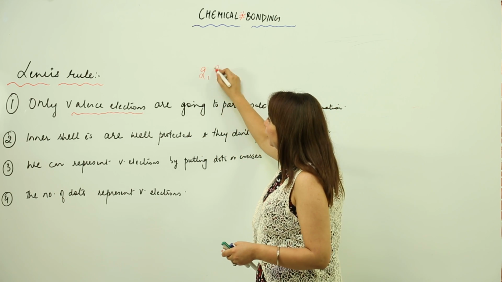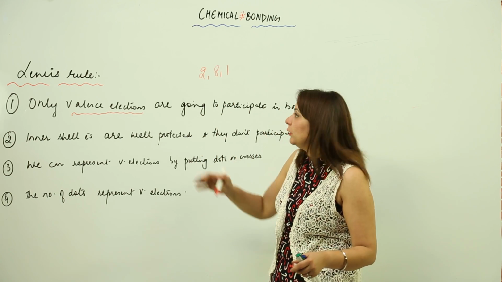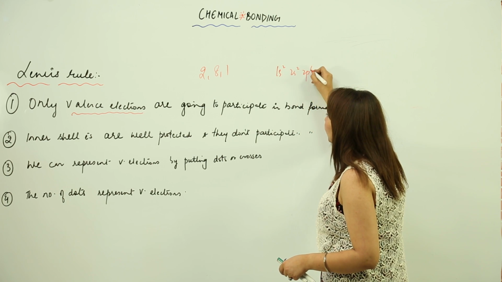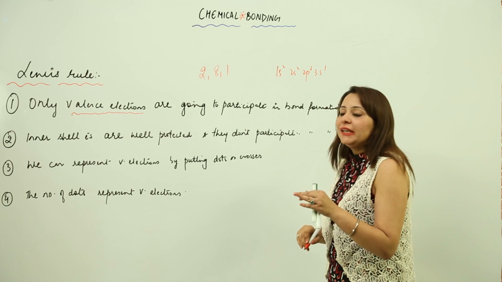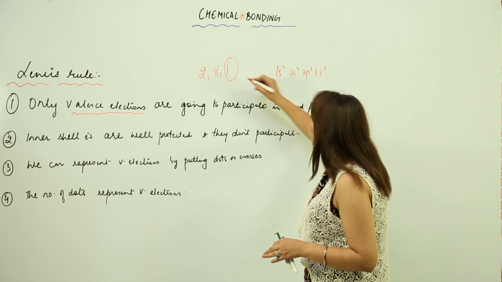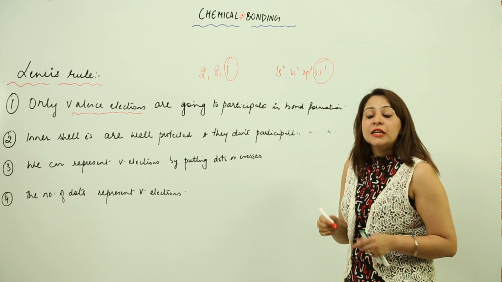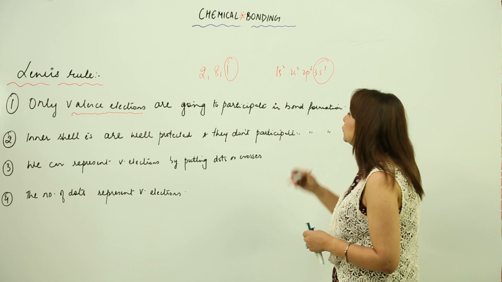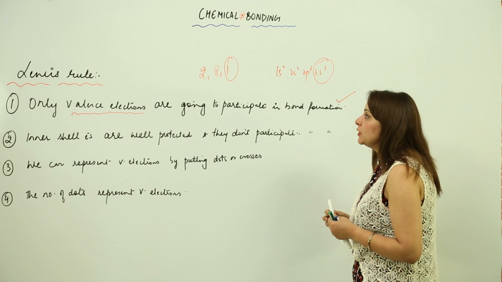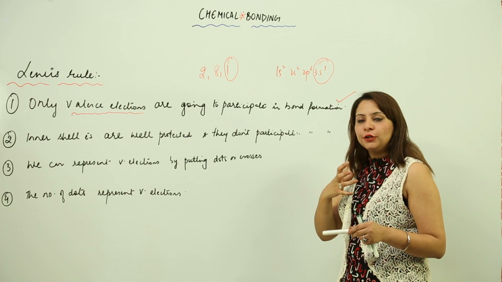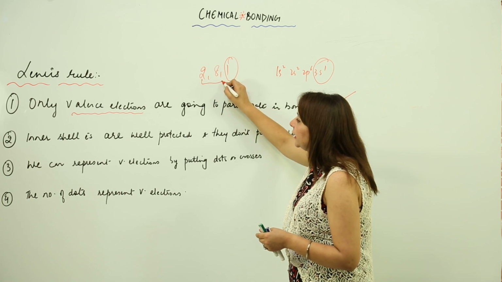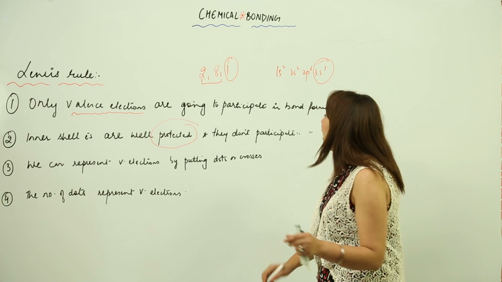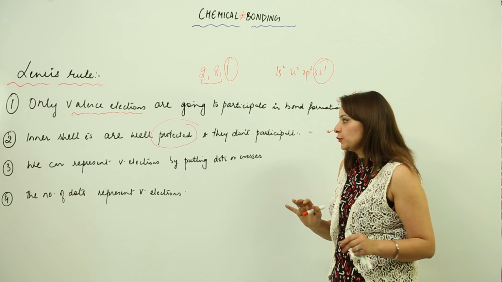Suppose I write a configuration for sodium. You know that we can write it like this, or we can write the configuration like this. In both cases, the outermost electron is 1. So only the valence shell electrons are going to participate in the bond formation. That means only the one electron is going to participate. The inner shells are actually well protected, and the inner shell electrons don't participate in any kind of bond formation.